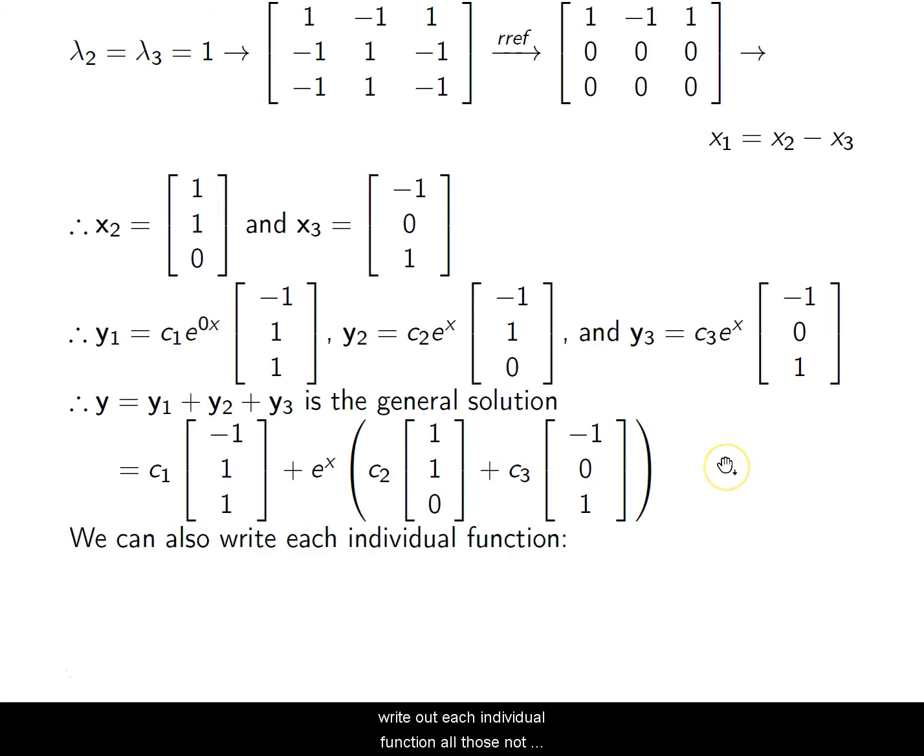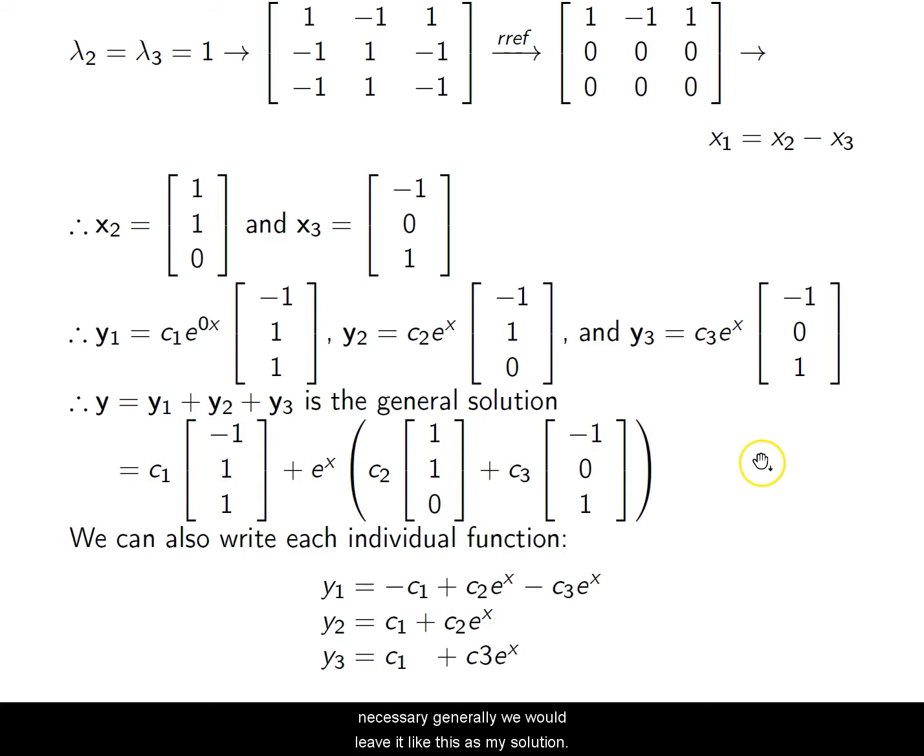If I want to, I can write out each individual function, although it's not necessary. Generally, we would leave it like this as my solution. But if I want to write each one out, this is what y1 looks like: negative C1 plus C2 e to the x minus C3 e to the x. Okay, and for y2, this is what my solution looks like, and for y3, this is what my solution looks like. Okay, and so that's what it looks like if we write out each function.